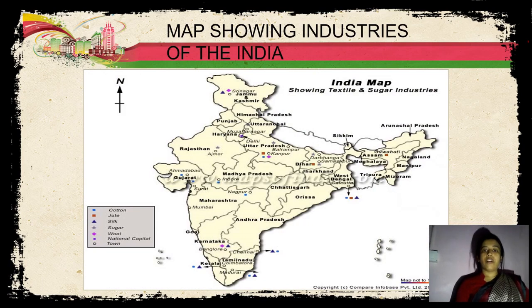Now please have a look at this map. This is a map of India that is showing the locations of different major industries of the world. Here you can see, as this map is locating industries related to cotton, jute, silk, sugar, wool, national capital and town.